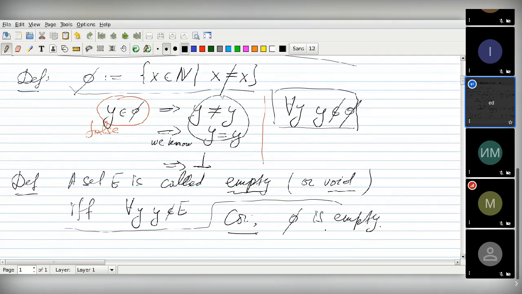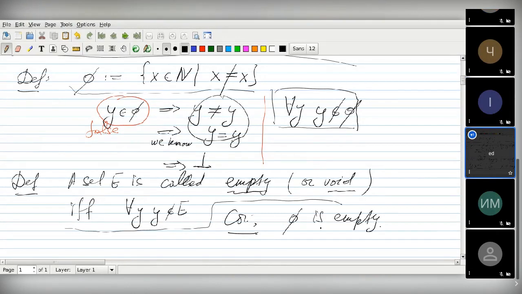But do we have any other empty set? Is it possible to have two or more distinct empty sets? What do you think? May two empty sets be not equal to each other?